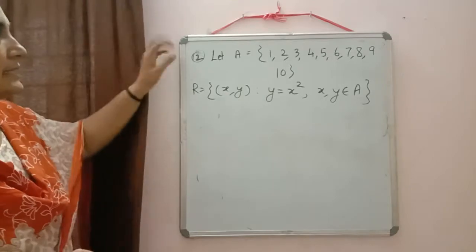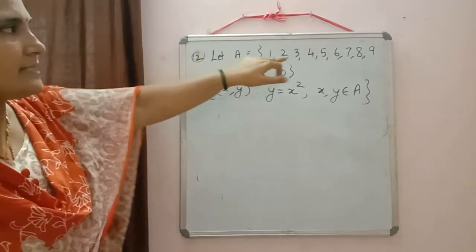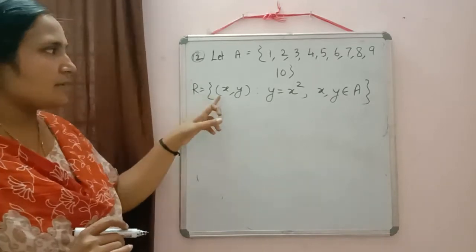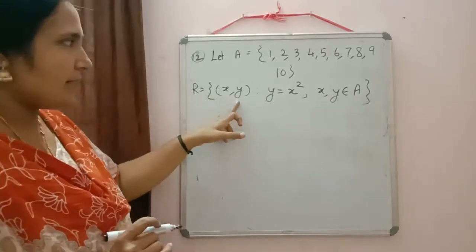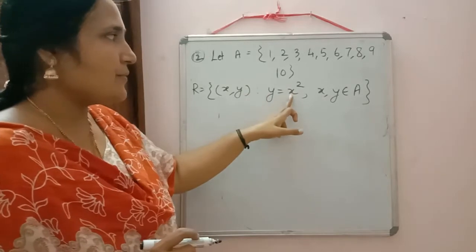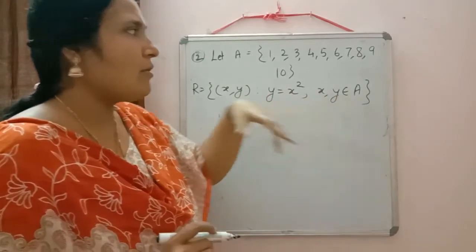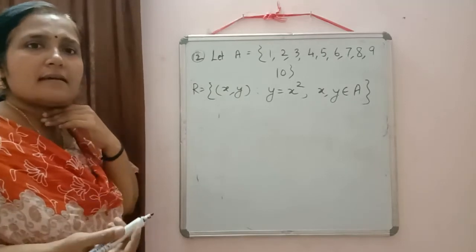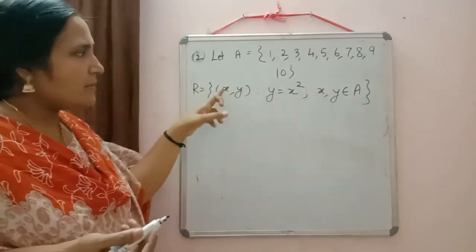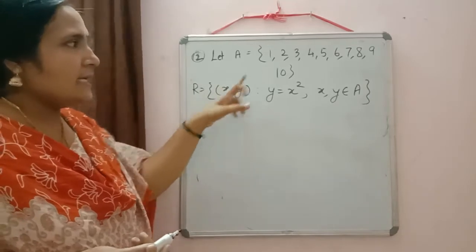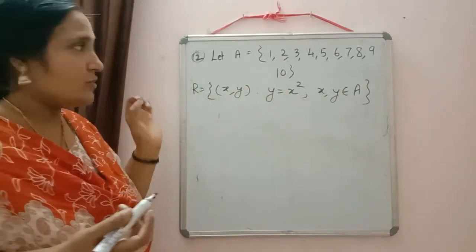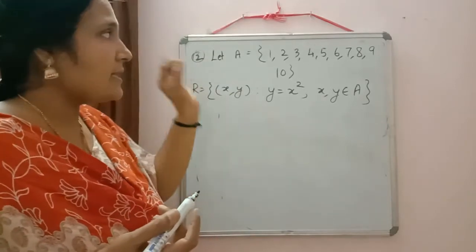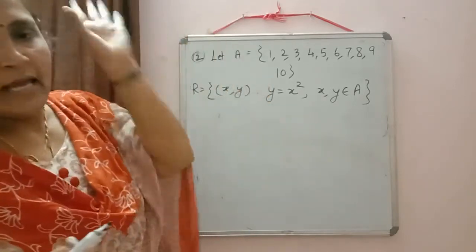So all of you, the second question. In the second question set A is given and the relation is given in this way. R is equal to the set of all ordered pairs x comma y such that y is equal to x square, where x comma y belongs to A. So this relation is from which set to which set? The first element also belongs to A. The second element also belongs to A. So R is a relation on A. On A means R is a relation from A to A itself.